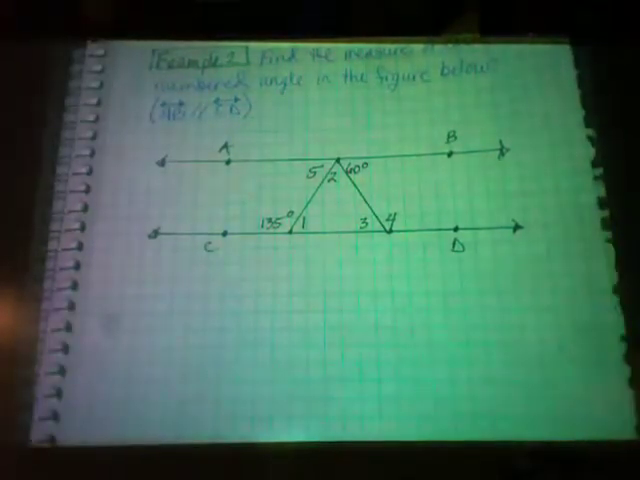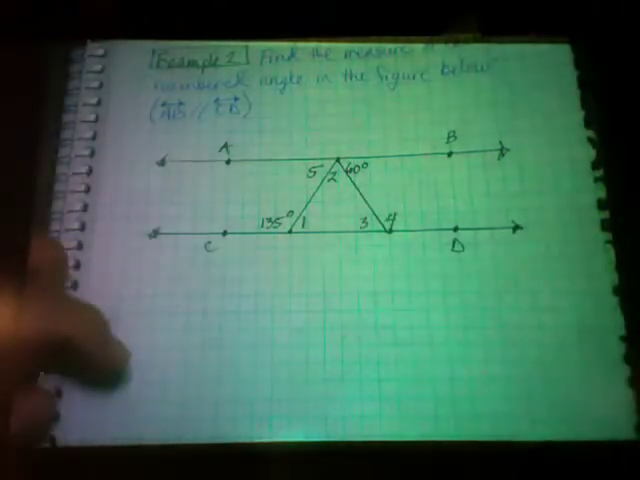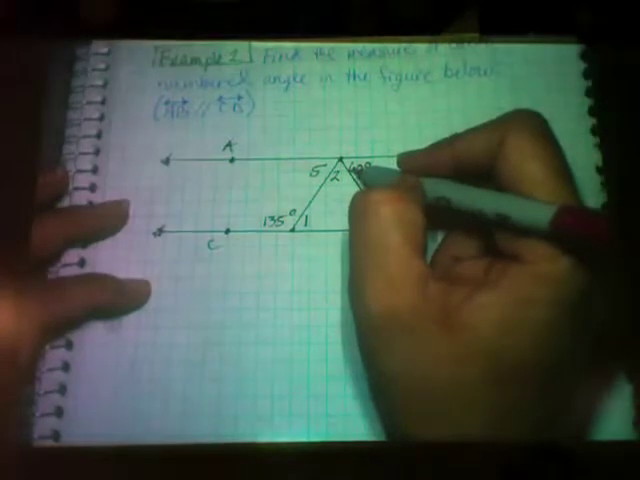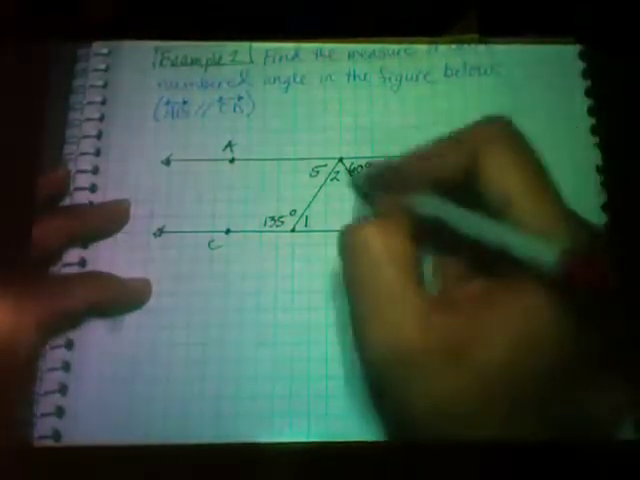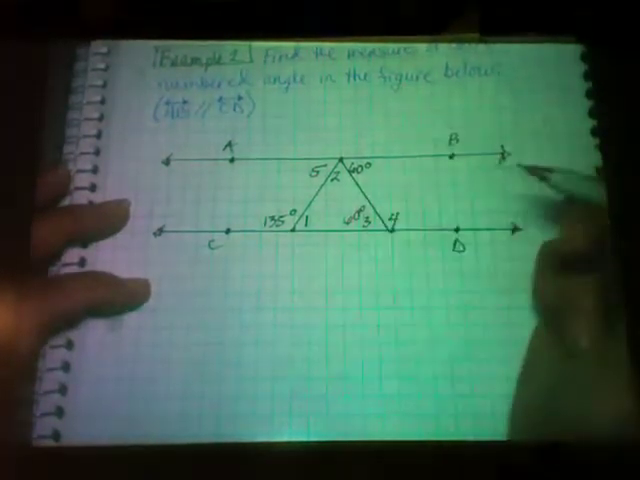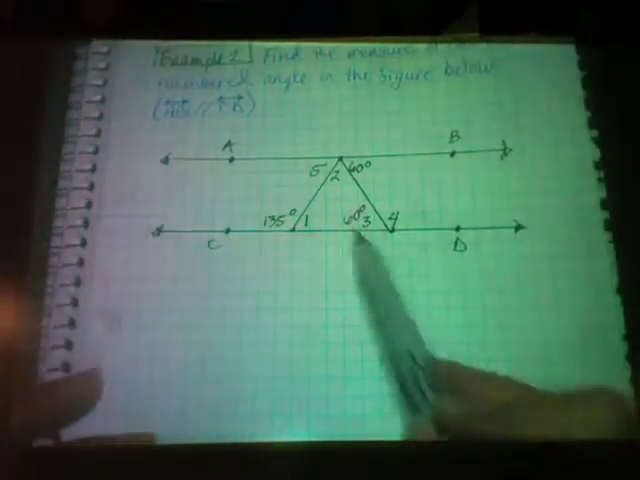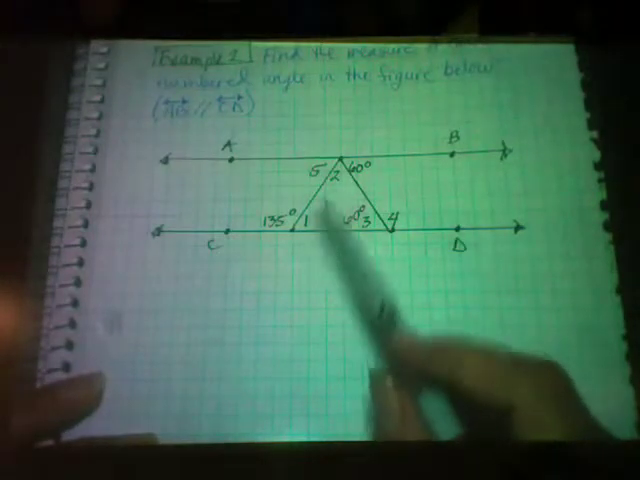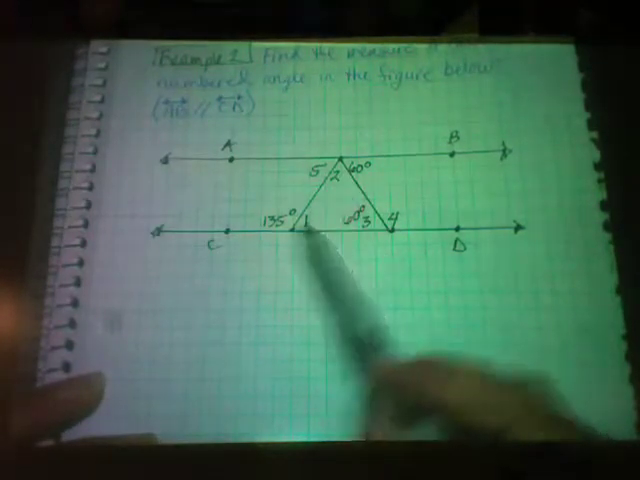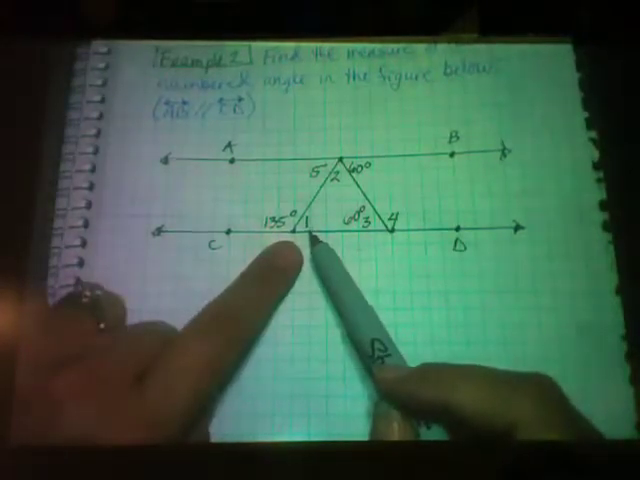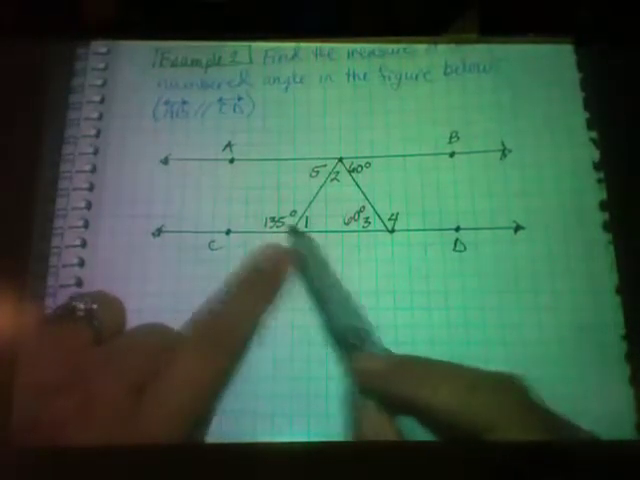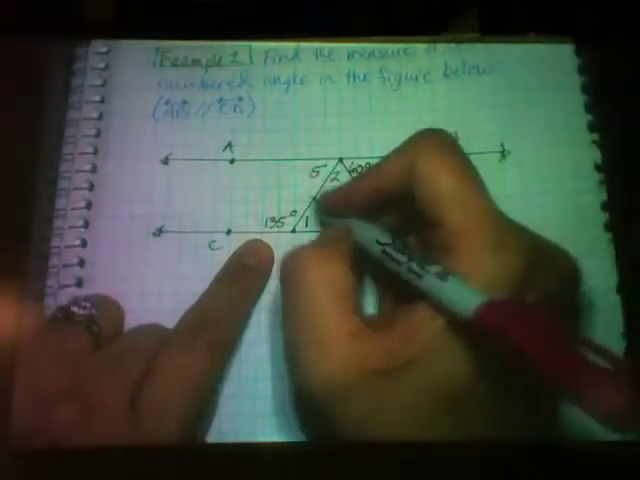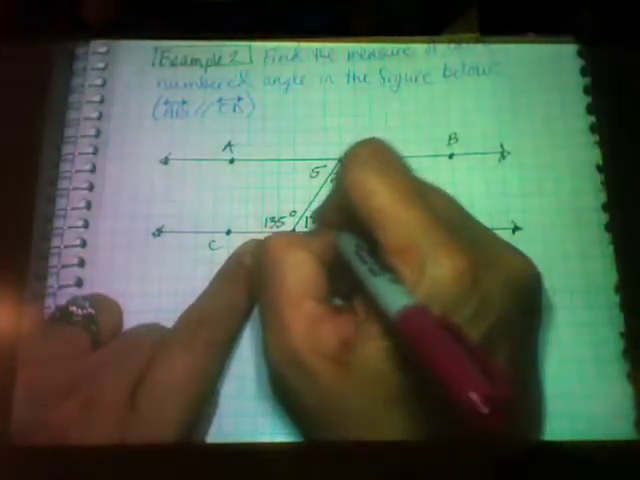So let's go ahead and find our answers. All right, so what are we going to start with? We know 135 and 60. Where can we go from here? There's a lot of paths. 60 and 3 are alternate interior, right? So isn't this also 60? Doesn't that mean that I can find what from here? 2 and 1. Not quite yet. We have to find 1 first, because 1 is supplementary to 135. So what's 180 minus 135? 45, right? So isn't 1 45 degrees?